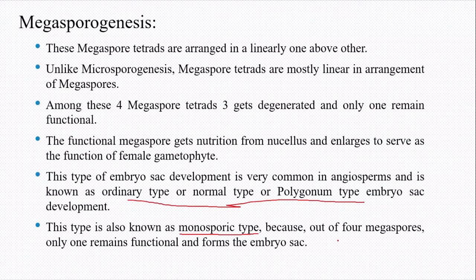This is very common, and it is called the monosporic type of embryo sac development. But there are several other types of embryo sac development, like bisporic, tetrasporic, and many more. But you will study only the megasporogenesis of the monosporic type, where a single megaspore is functional and develops into a mature embryo sac.